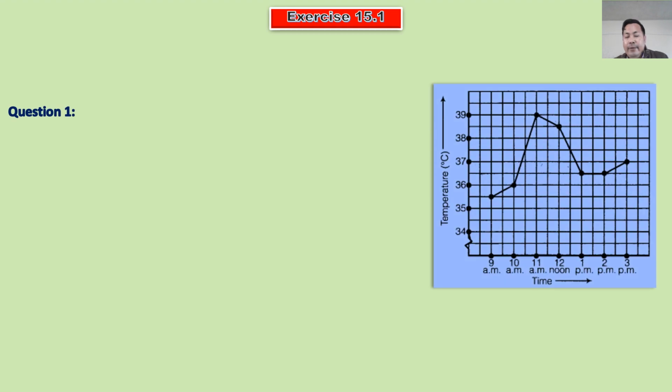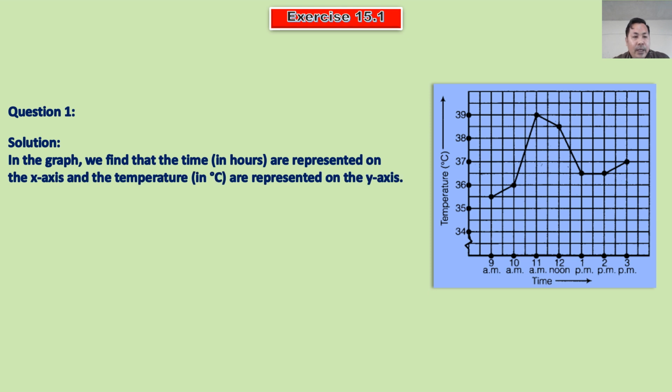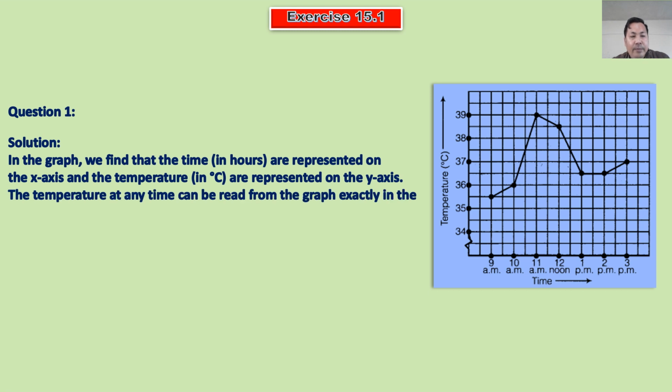After carefully reading this graph, we are going to give the solution of this question number 1. So here, once again, the graph. You can see the graph here. The solution number A. From the graph, we find that the time in hours is represented on the x-axis and the temperature in degrees Celsius is represented on the y-axis. Then the temperature at any time can be read from the graph exactly in the same way as we read the coordinate of a point from the graph.